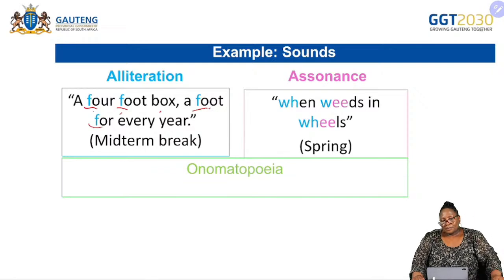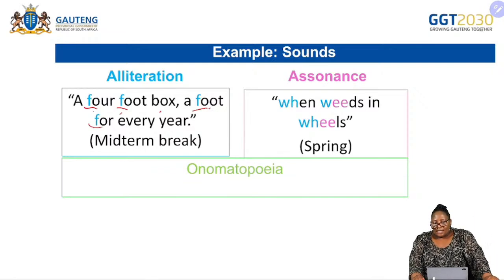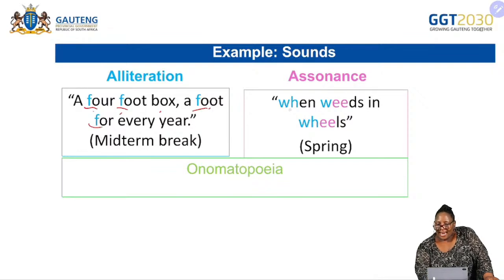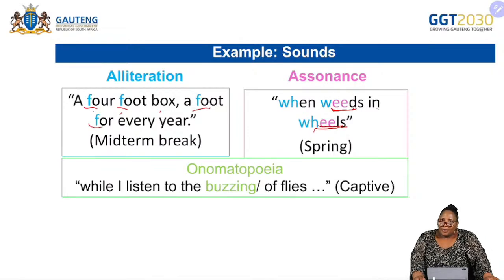Assonance, there's the repetition there of the vowels: when, with, in, wills. So we have that will, wills, with assonance, and that we find in the poem Spring. Onomatopoeia.